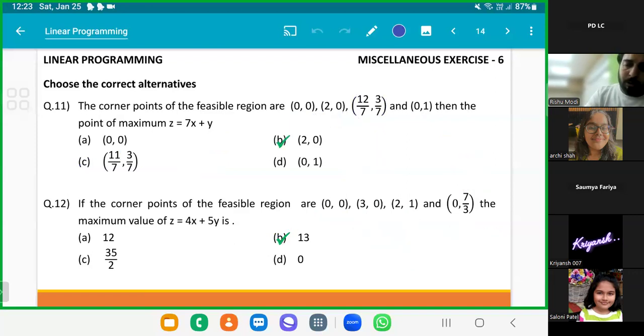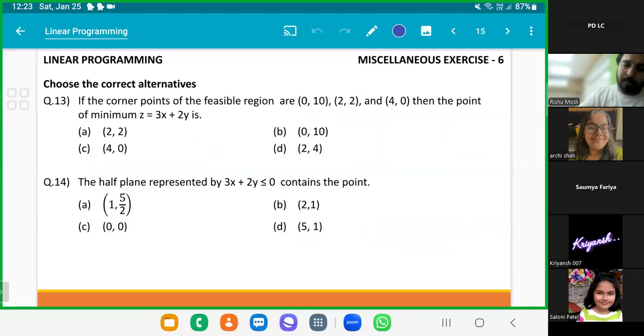Moving on to the next one, question number 13. If the corner points of the feasible regions are given, then the point of minimum is what? Try to solve this and tell me what is your answer for 13th one. Right? Easy. You just have to find the minimum value of the given question.